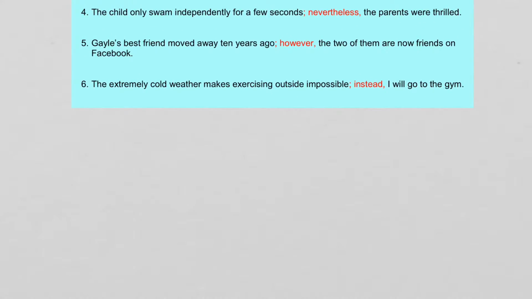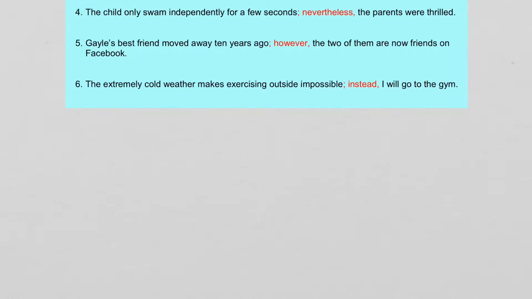Okay, with these last two, I'll read them out twice. Number 5, Gail's best friend moved away 10 years ago, semicolon. However, comma, the two of them are now friends on Facebook. Gail's best friend moved away 10 years ago. However, the two of them are now friends on Facebook.